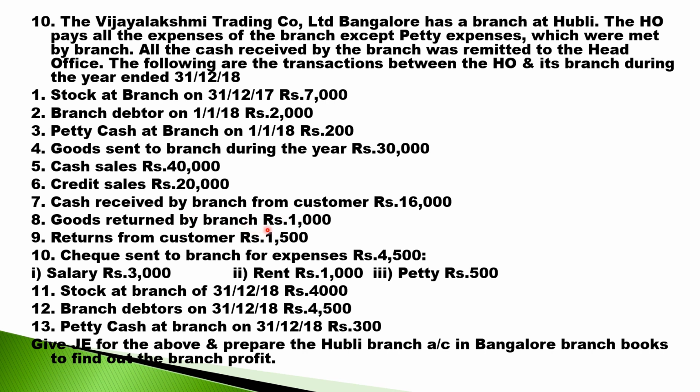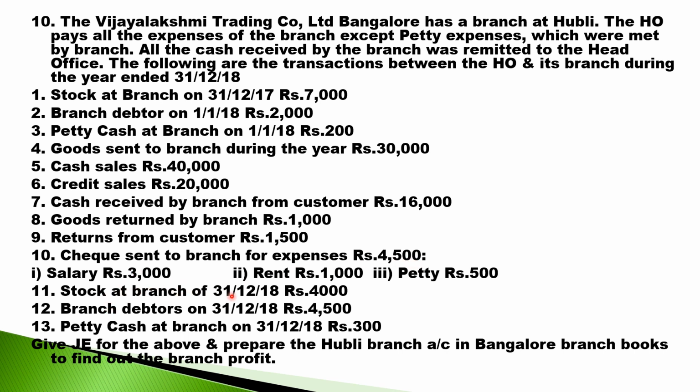Goods returned by the branch, 1000, credit side. Returns from customer, 1500, I mean, it's nothing but sales returns. So sales returns will come in debtor account, not in branch account. Cheque sent to branch for expenses, 4500, is nothing but cheque received by the branch for various expenses like salary, rent, petty expenses. So 3000 plus 1000 plus 500, all the three we get 4500. So it will come in debit side.